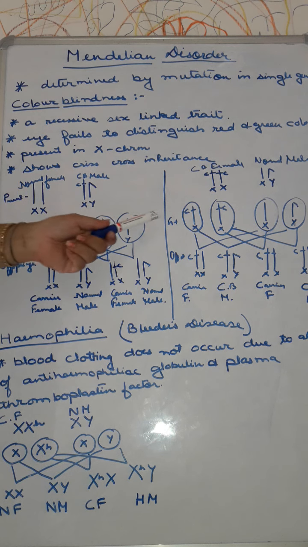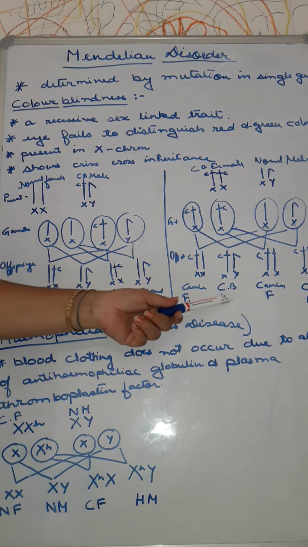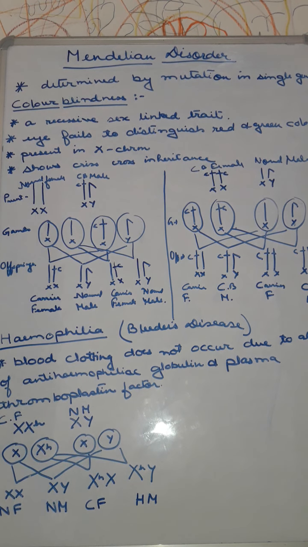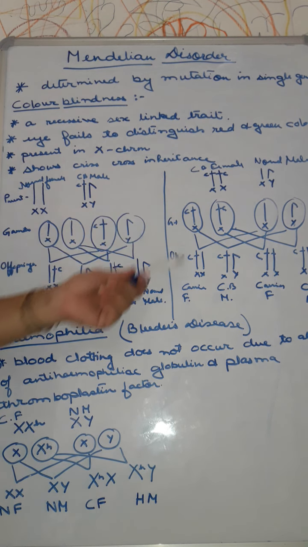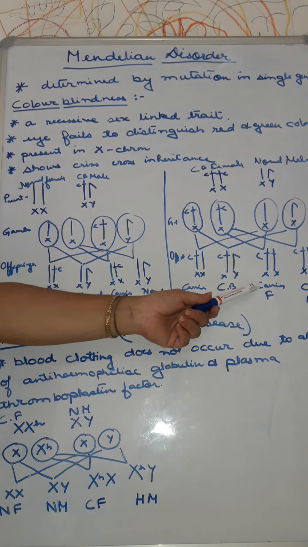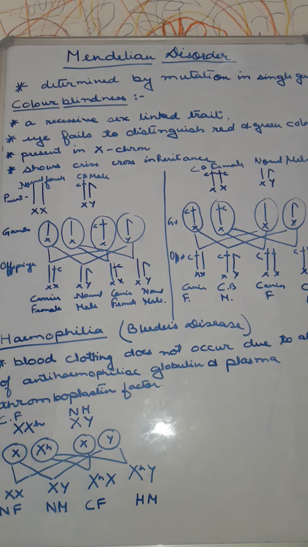So the gametes are obtained in this fashion. Then we are preparing the next offsprings. You can also prepare the checkerboard also. Okay, so here see, if the female is colorblind, then both the females will act as carriers because they are possessing one small c gene in one X chromosome.